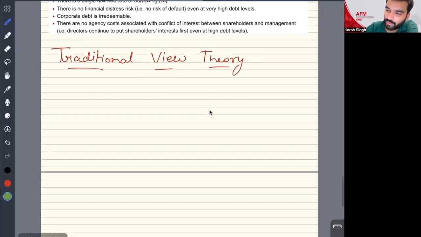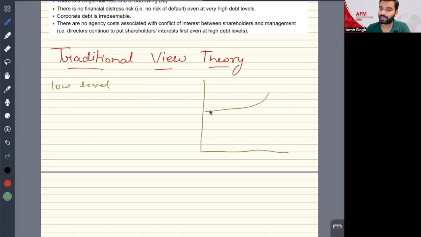Okay, low level. It says that at a low level of gearing, my cost of equity and cost of debt will be low. Okay? At a low level of gearing, what is happening? Cost of equity and cost of debt is low.